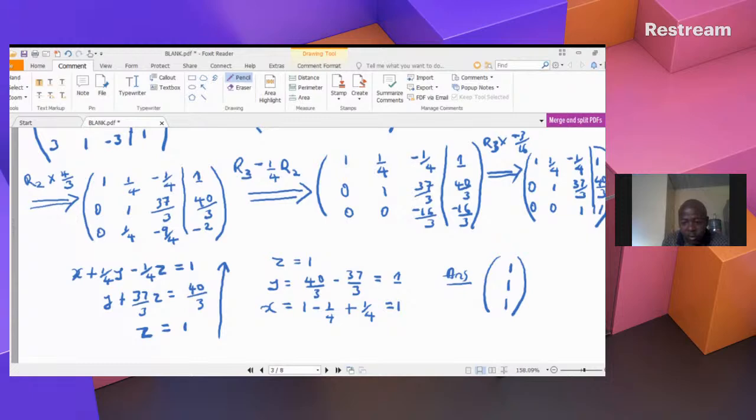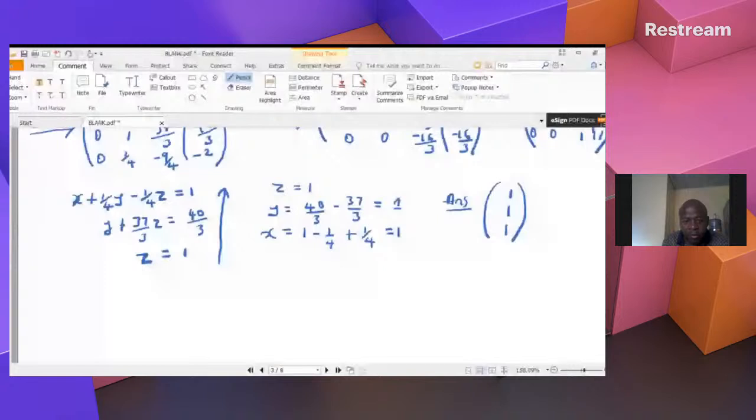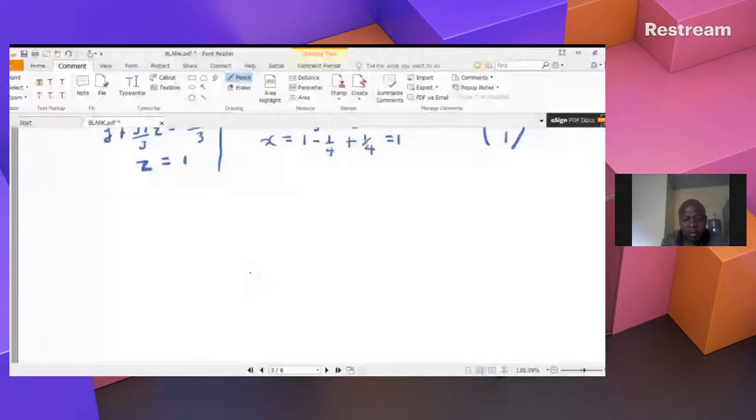So I want to look at a slightly different example so that we see how to solve systems of linear equations where we can get unique solutions. For example, in the first 2 examples, we've had unique solutions. Let me try another one and see what we get.